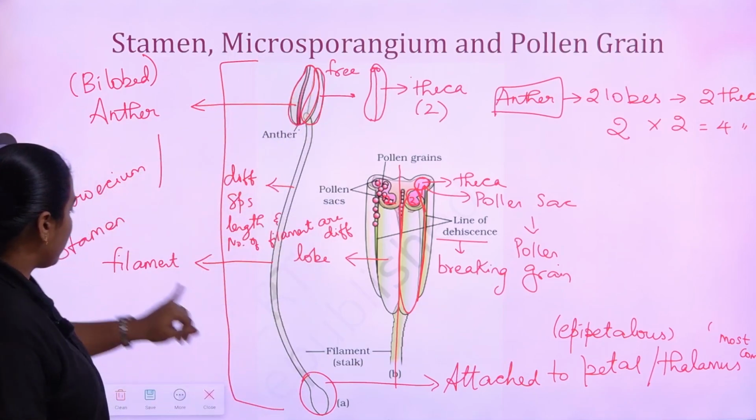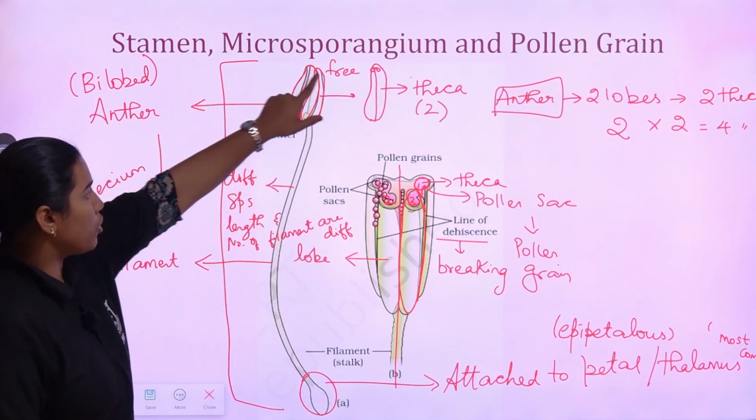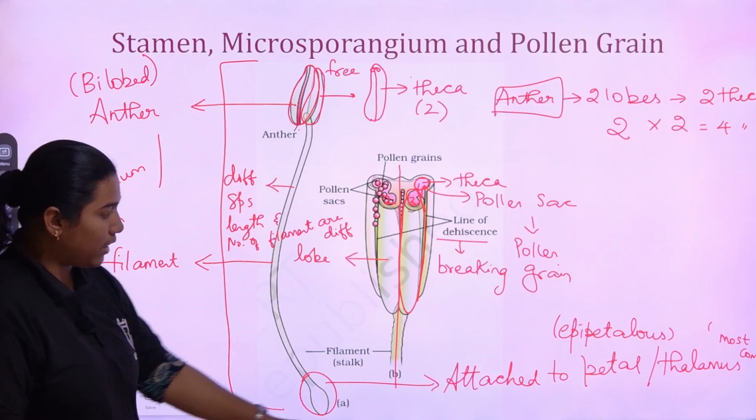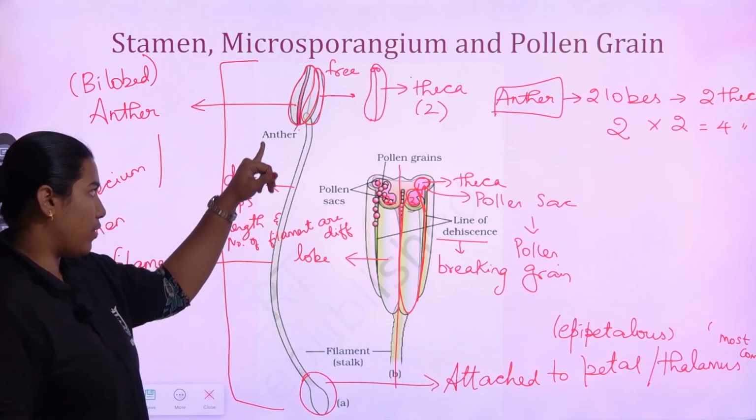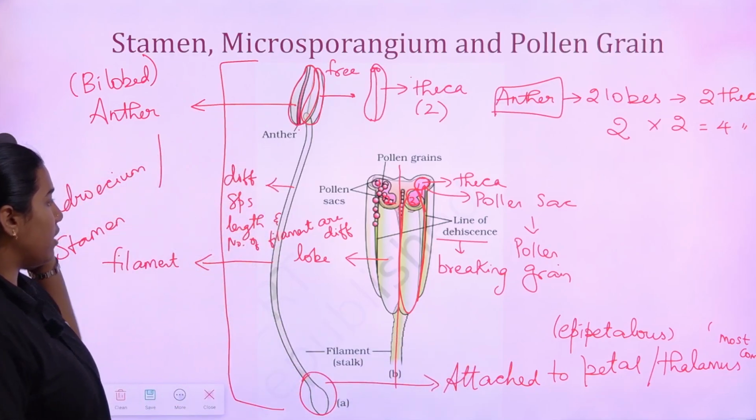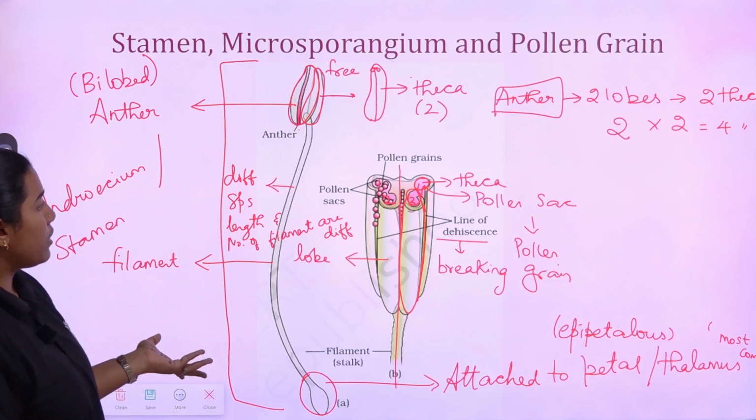So the complete structure is known as the androecium or stamen. The top portion is free, it's known as anther. The bottom is attached to petal or thalamus and it is known as filament. Filament may be of different length and different numbers in different species.